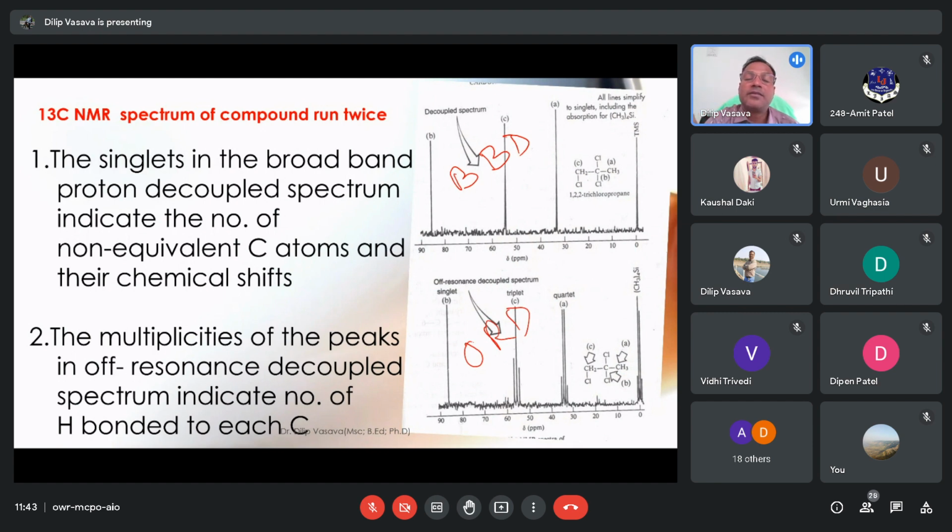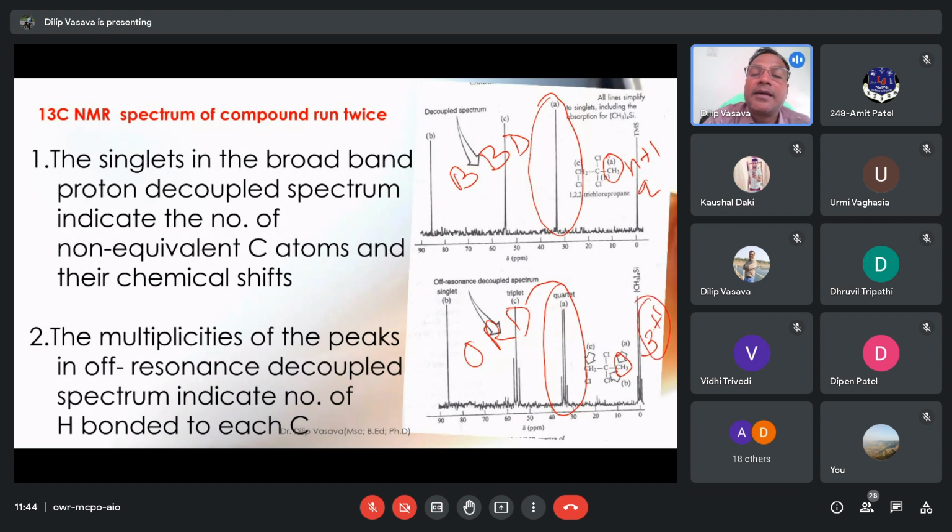Here you can see that only a singlet was observed, but here a quartet was observed. That is of the methyl group. It is the same spectrum, by the way. Three protons are there, so according to the rule it should show a quartet, but in BBD it was showing only a singlet because of the noise. Now it is clearly a quartet in the off resonance decoupled, and it must be a quartet because there are three protons, so 3 plus 1.